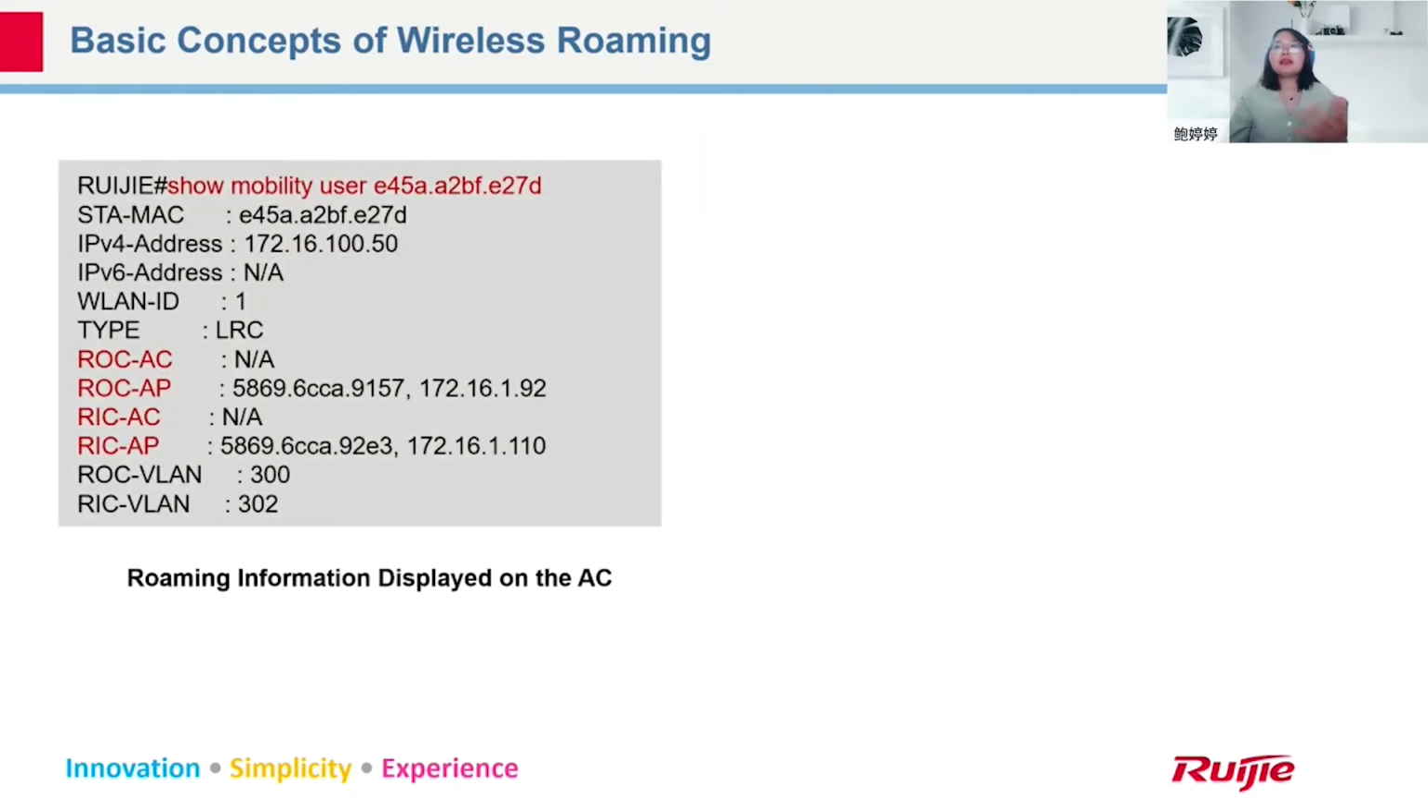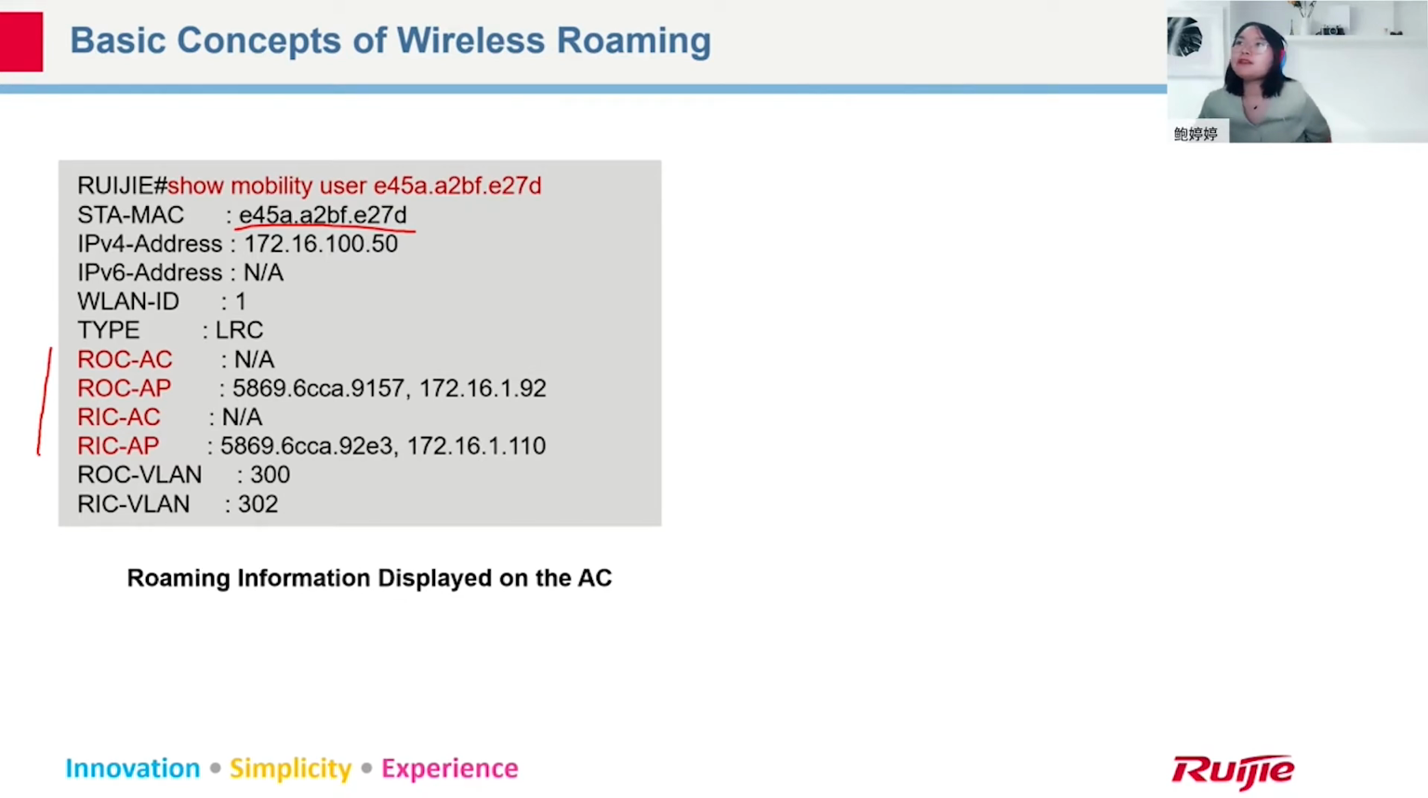And then let's see the process. When you do the roaming, and you have already enabled the roaming function, you use the command show mobile user with the MAC address. You will find a lot of information. The first part is the MAC address of your station. Maybe it's your phone, maybe it's your laptop. This is your MAC address. And here is the information. This information will show you that now you are roaming.